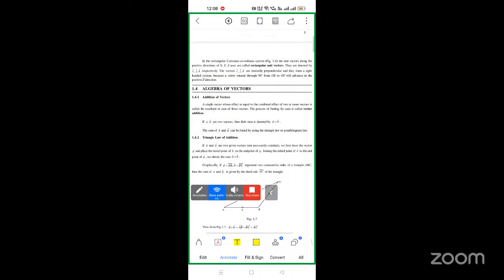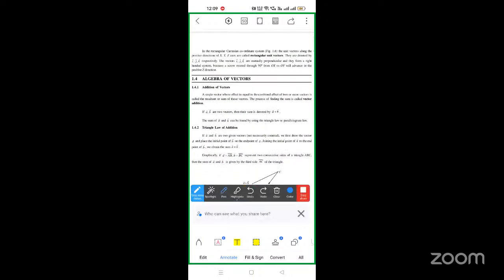Next, algebra of vectors. That is, addition of two vectors. A single vector whose effect is equal to the combined effect of two or more vectors is called the result or sum of these vectors. The process of finding the sum is called vector addition. If a bar and b bar are two vectors, then the sum is denoted by a bar plus b bar. The sum a bar plus b bar can be found by using the triangular law or parallelogram law.